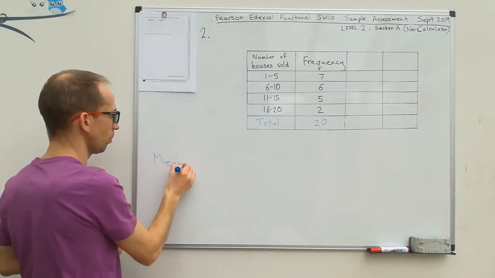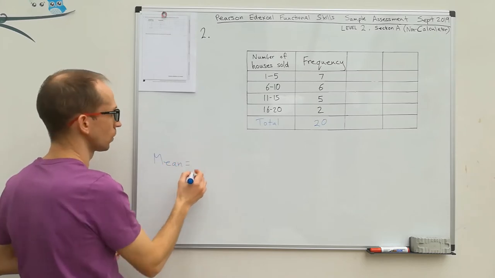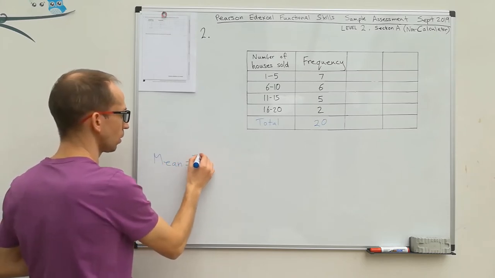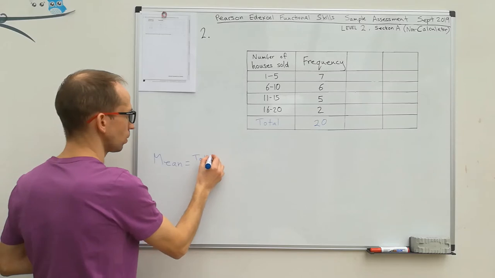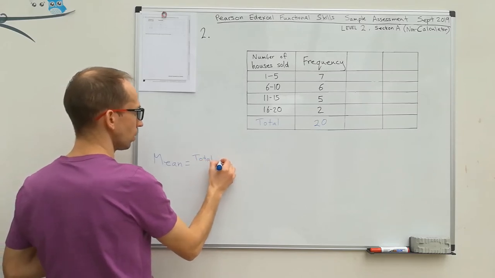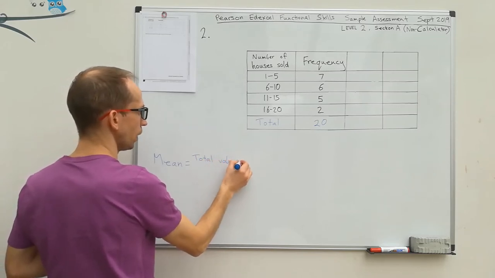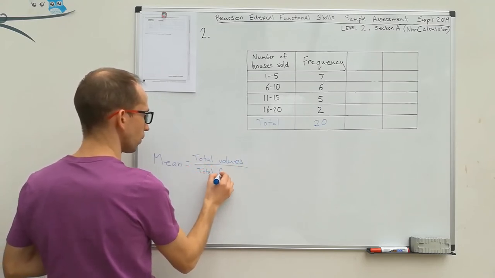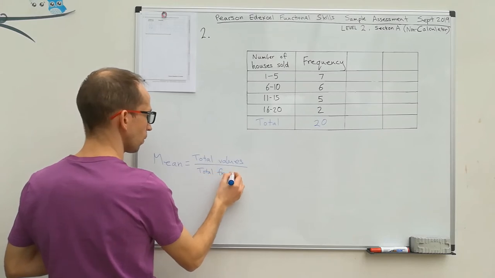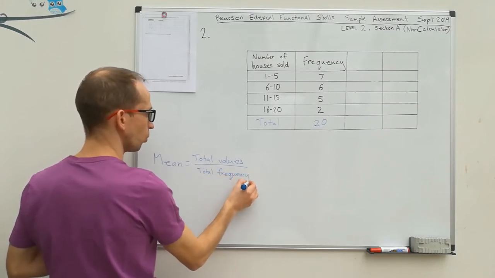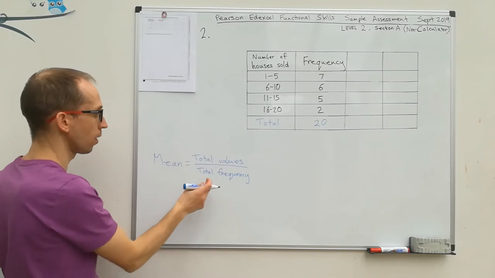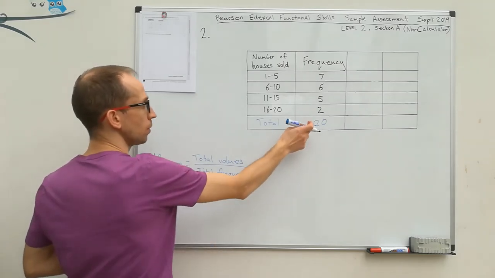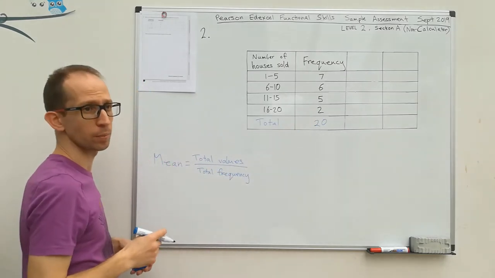Now, to work out the mean, we need the total of our values divided by the total frequency, or how many there are. Okay? Well, we know the total frequency is going to be 20.